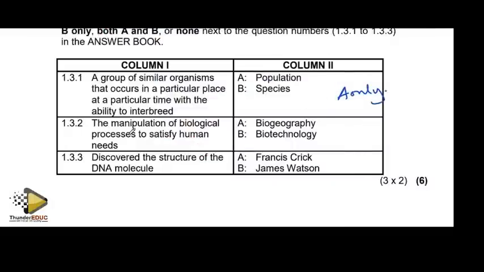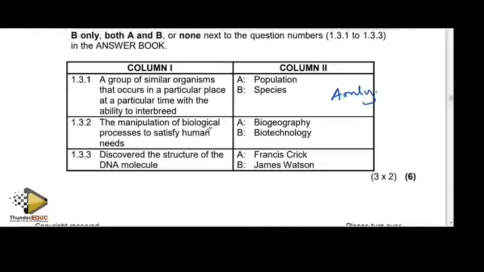They're saying manipulation of biological process to satisfy human needs. The answer is, because it is manipulation, it is technology, but because it is a biological process, then it's bio. So it becomes B only.